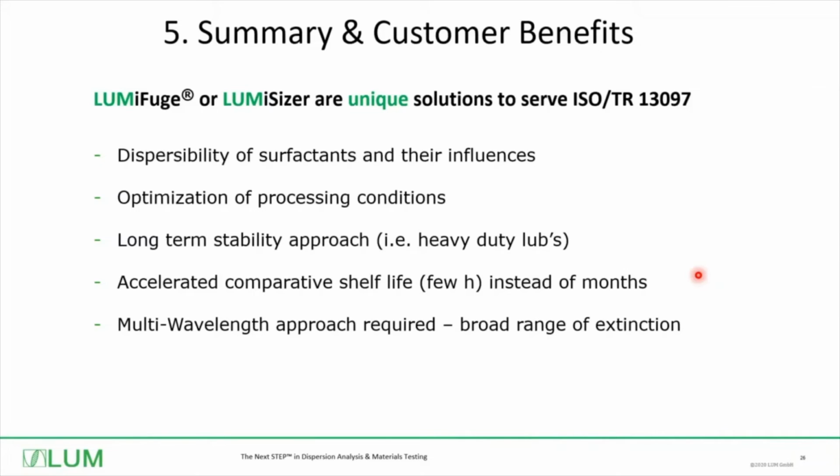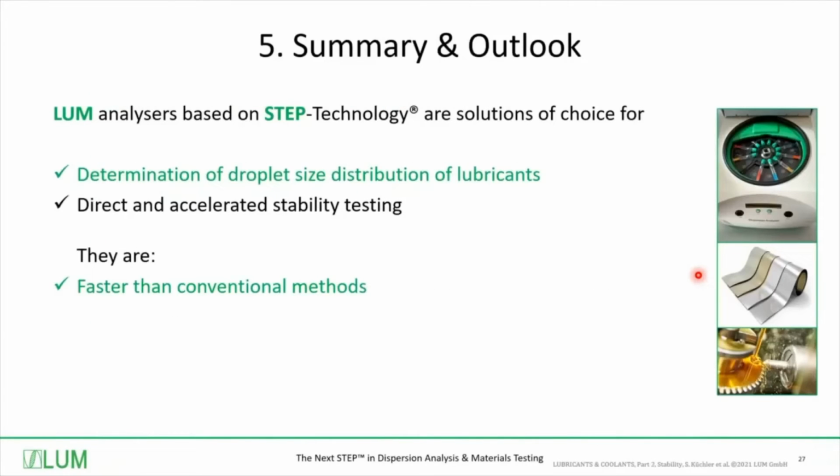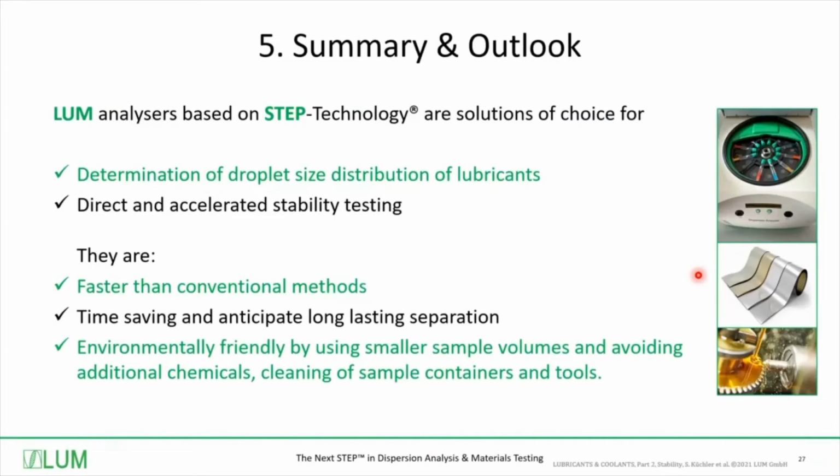The multi-wavelength approach is required, for example, if a broad range of extinction must be covered. They are faster than conventional methods. They are time-saving and anticipate long-lasting separation. They are environmentally friendly by using smaller sample volumes and avoiding additional chemicals, cleaning of samples, containers, and tools.